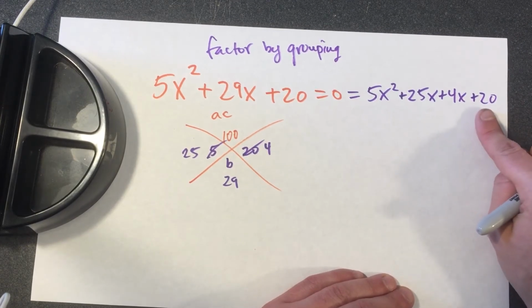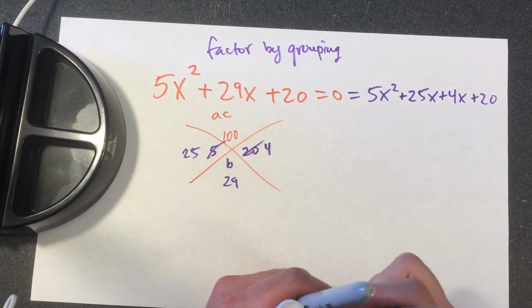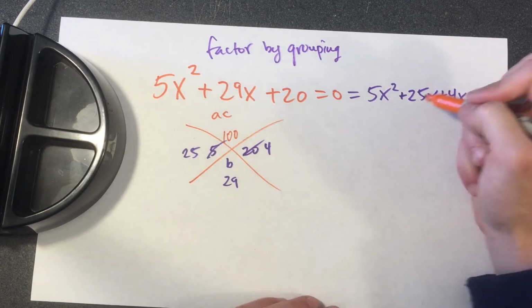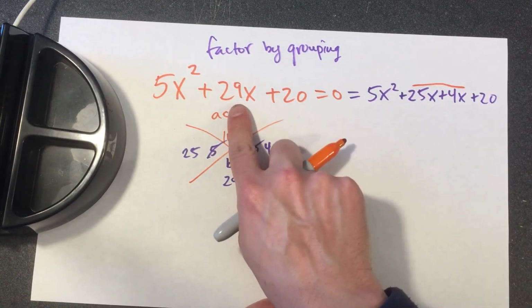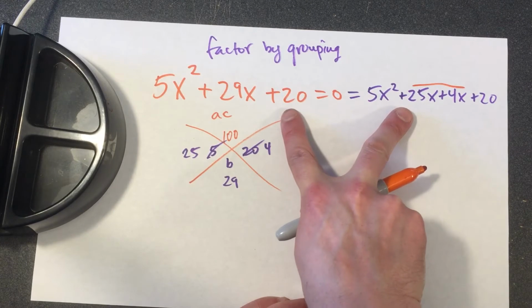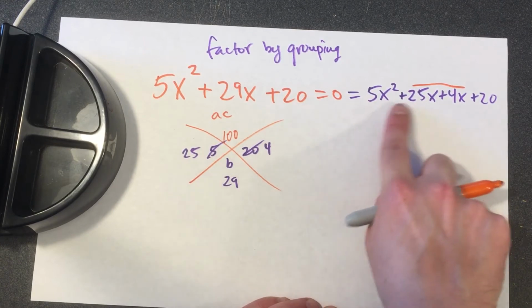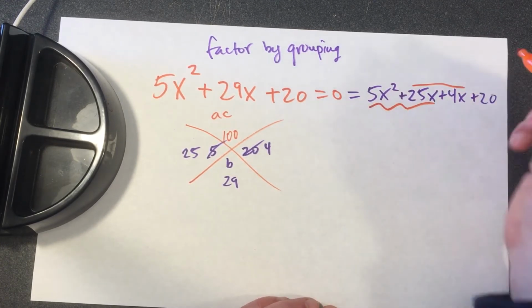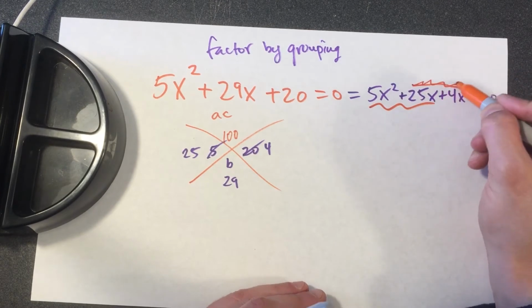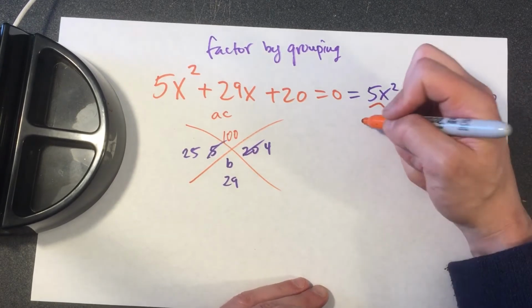You won't always know to do this right away, but the more you do it, you will get better at it. So here, notice how these two still add to 29x. See, I didn't change anything. They're still equal. I can do that. Now let's factor the first section here. Ignore that one on top. So let's pull out the greatest common factor.